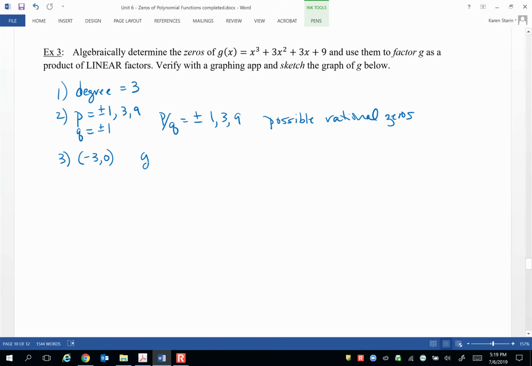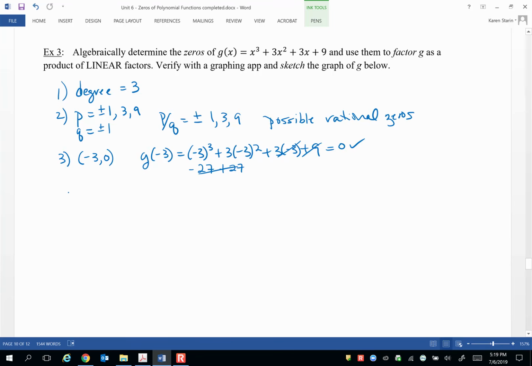So we can confirm that that's a zero by evaluating g at -3. So that's going to be -3 cubed plus 3 times -3 squared plus 3 times -3 plus 9. Well, 3 times -3 is -9 plus 9. Those are exact opposites. This is -27 plus 3 times 9, which is +27. So yes, that is definitely our zero.